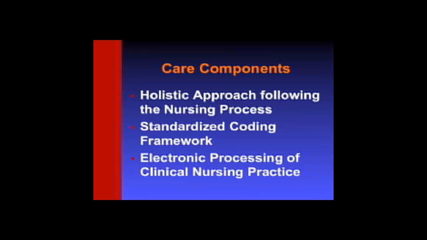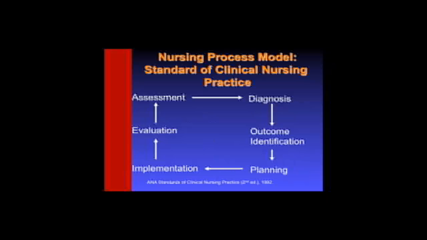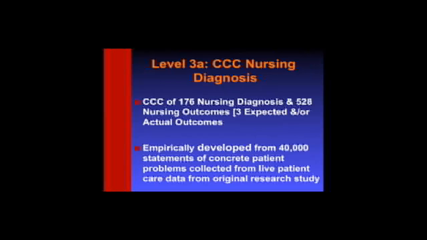The care components represent a holistic approach to patient care and provide a standardized coded framework for the electronic processing of clinical nursing practice. It also follows the 6 steps of the ANA's nursing process required for professional nursing practice. The third and fourth level consist of the nursing terminologies.